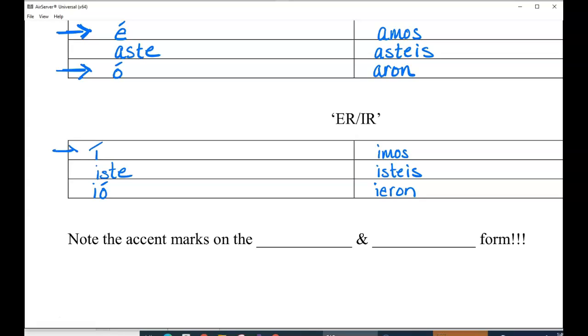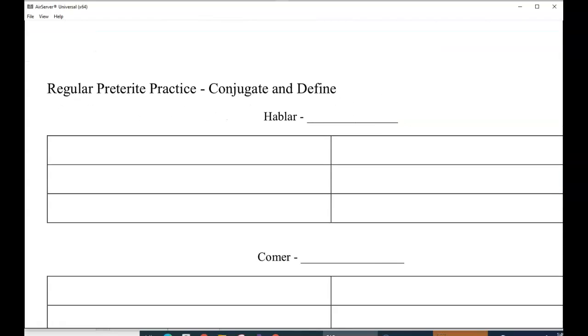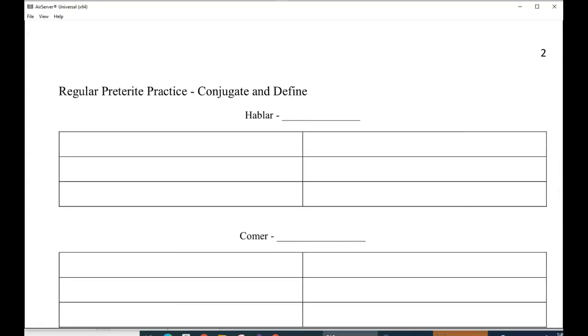Also worth noting that the first person singular and third person singular both have accent marks on them. Down here it says note the accent marks on the 1PS and 3PS forms. So it's very important to remember those accent marks. Okay, moving forward on these notes, let's do a couple practices. This would be a great time for you to pause the video and try these on your own.